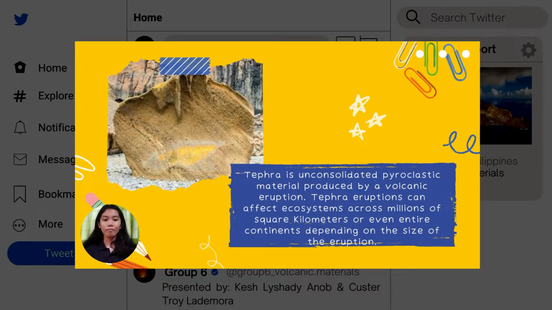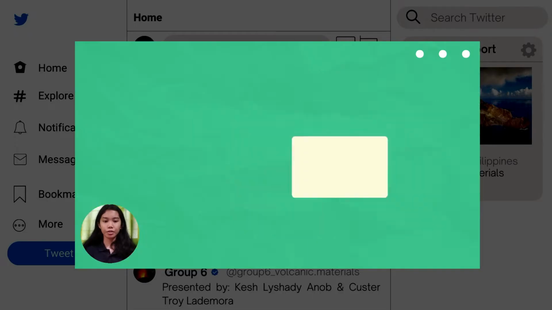Tephra. Tephra is an unconsolidated pyroclastic material produced by volcanic eruption. Tephra eruptions can affect ecosystems across millions of square kilometers or even entire continents depending on the size of the eruption.